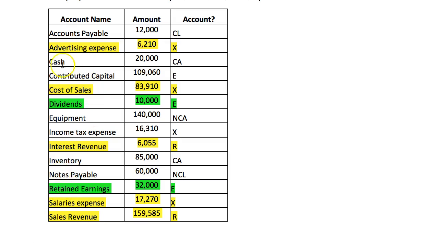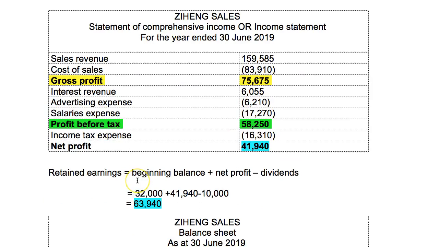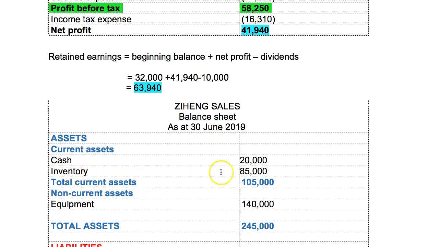So to do the balance sheet, we start off with collecting all the current assets. So I have cash and then I have inventory. So we add those up and that's your current assets. We have one non-current asset, which is the equipment, and so we'll include that on our balance sheet. Because there's only one non-current asset, that would be the total. And then to get total assets, you add current plus non-current equals total assets.